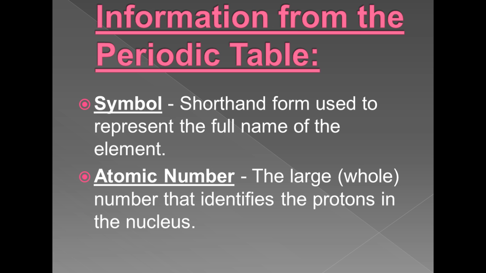So let's talk about some information we can get from the periodic table. In this unit, you will be given a periodic table from me to keep and use throughout the semester, and then you'll give it back to me at the end of the year. So the symbol, that's the shorthand form used to represent the full name of the element. So for example, hydrogen is H, helium is He. The atomic number, that's usually the larger printed number. It's going to be that whole number that identifies the protons in the nucleus of the atom.